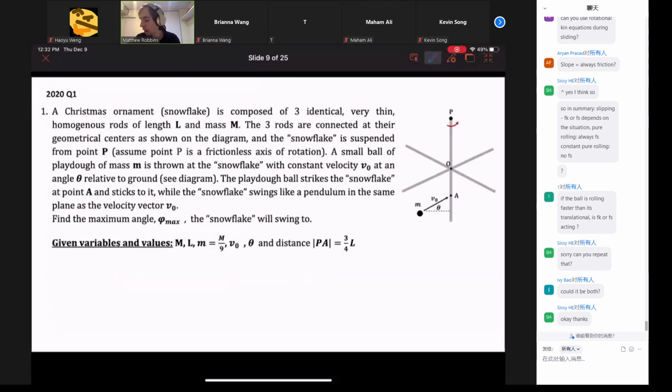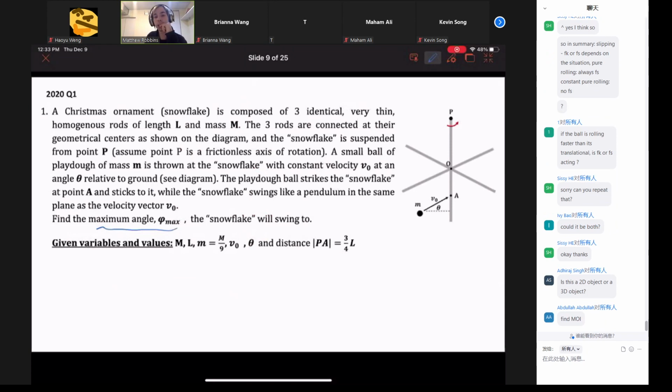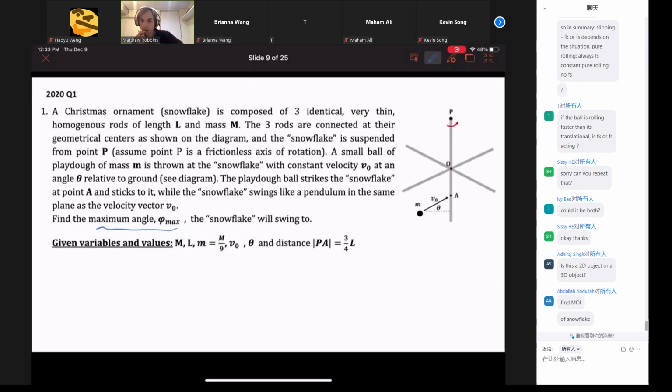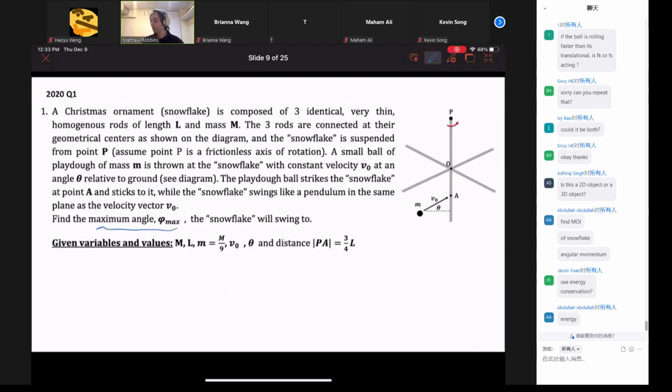Ultimately, what we need to do is find the maximum angle that the snowflake will swing to when we throw a bunch of mass at the snowflake. So how would I approach this problem? This is a 2-dimensional object. What would be a natural way to break it up? So we see find the moment of inertia of the snowflake. What would happen after I find the moment of inertia? Okay, I see angular momentum, and then we would do energy. Yes.